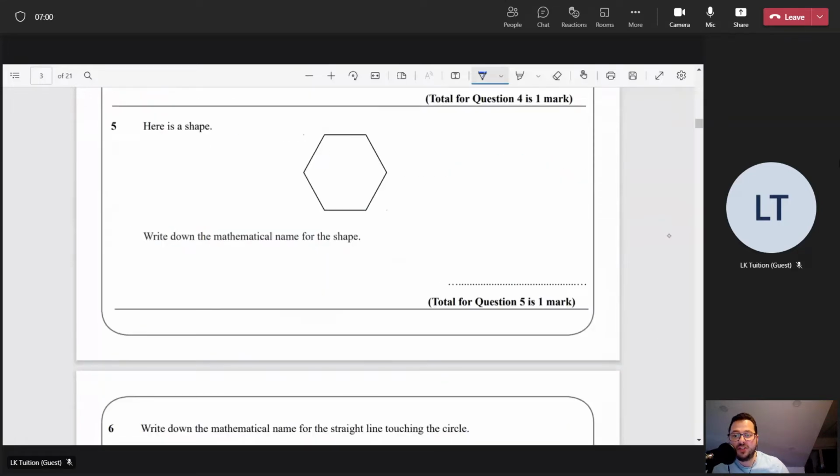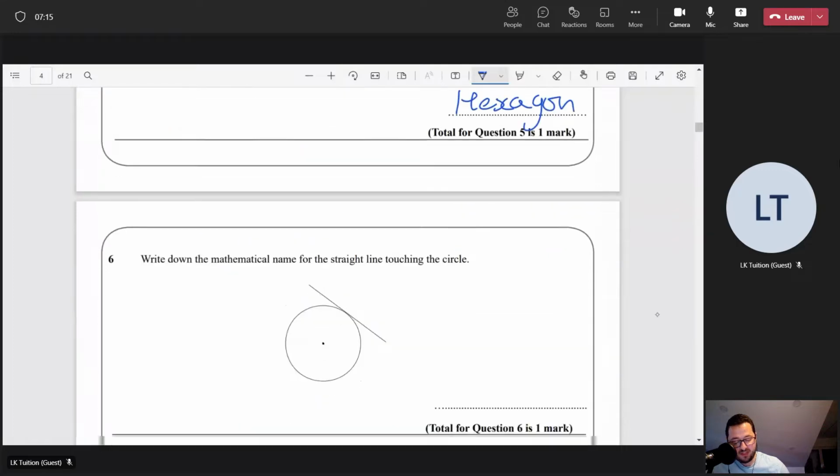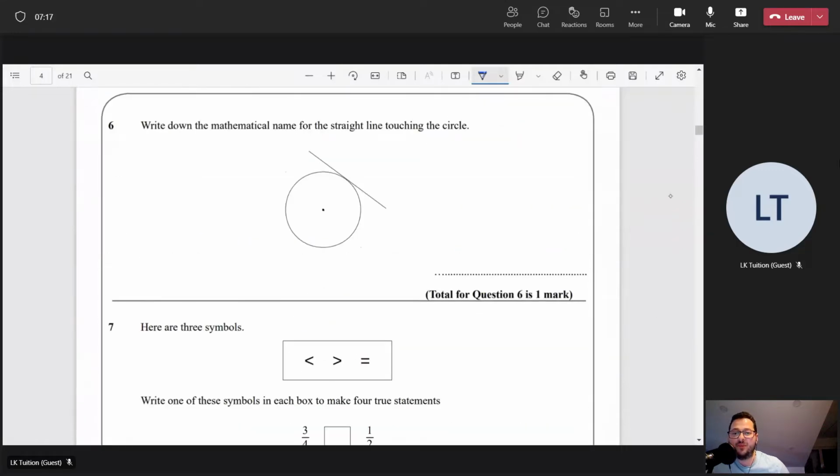Number 5, here is a shape. Write down the mathematical name for the shape. Well, it's got 1, 2, 3, 4, 5, 6 sides. So it is a hexagon. Number 6, write down the mathematical name for the straight line touching the circle. Well, a straight line that just touches the circle right at the edge is called a tangent.